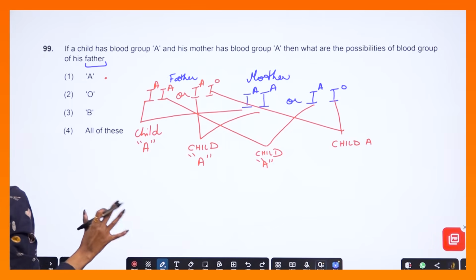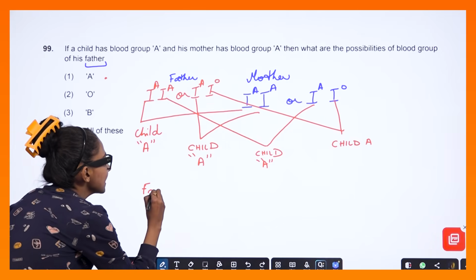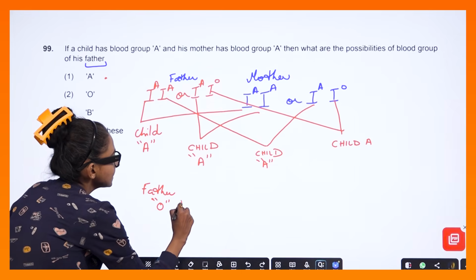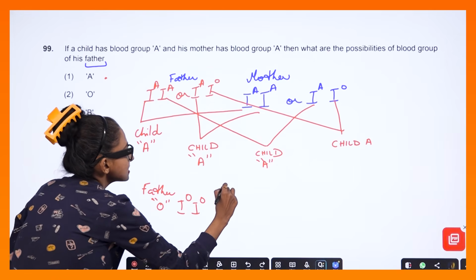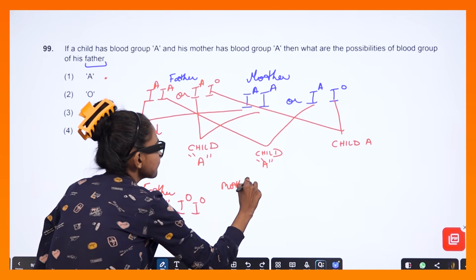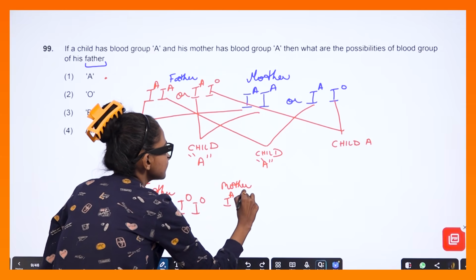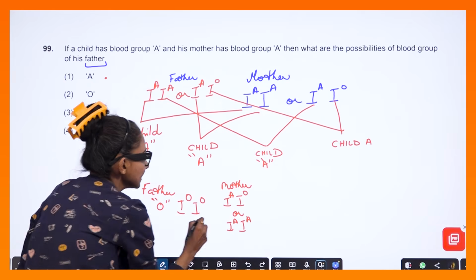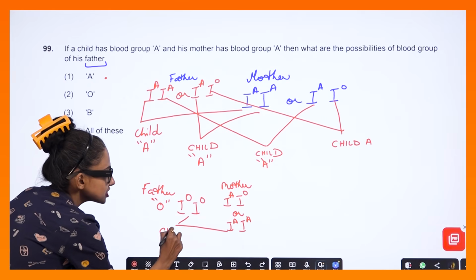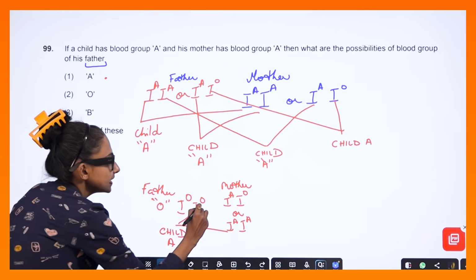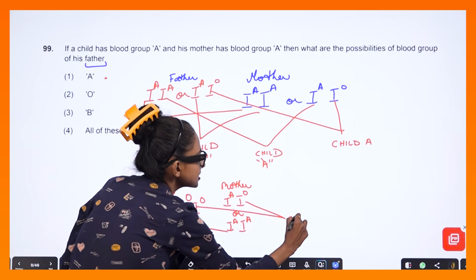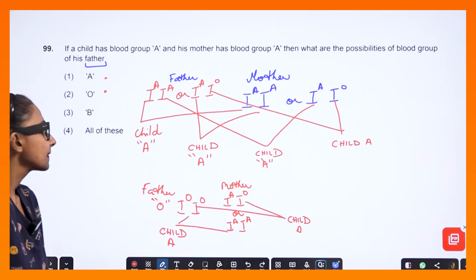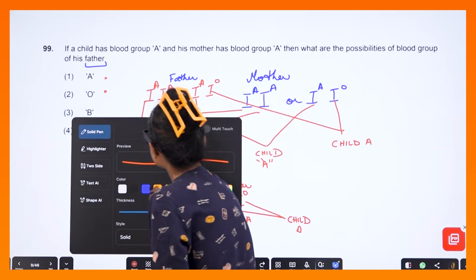What if father has O blood group? Then IOIO. Suppose the mother is IAIA, or the mother is IAIO. If you cross this, then also the child can be A. If you cross this, then also the child can be A. That means this condition is also possible. Correct?